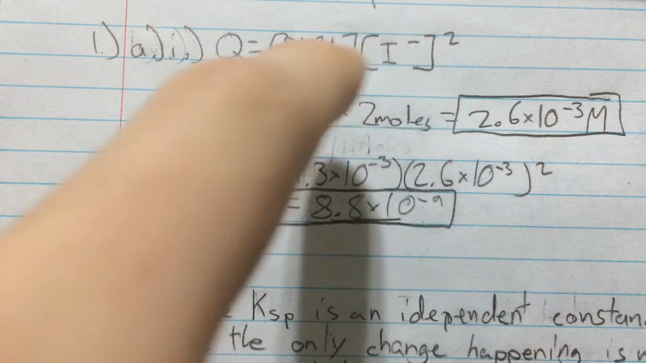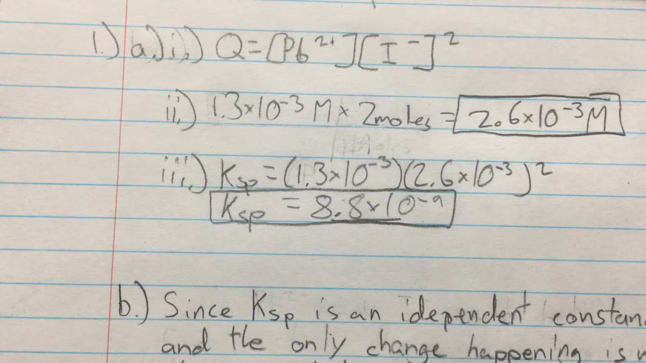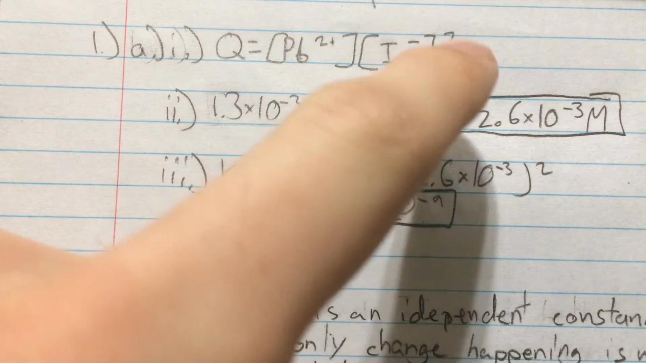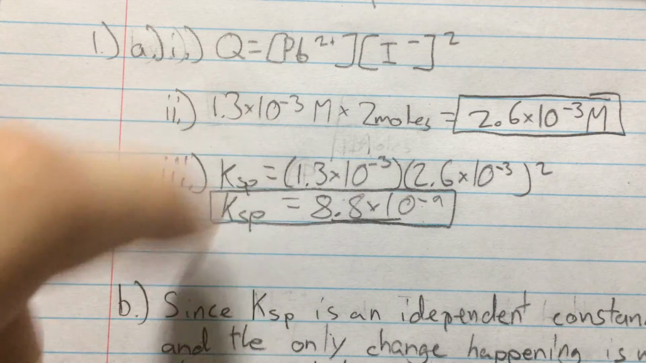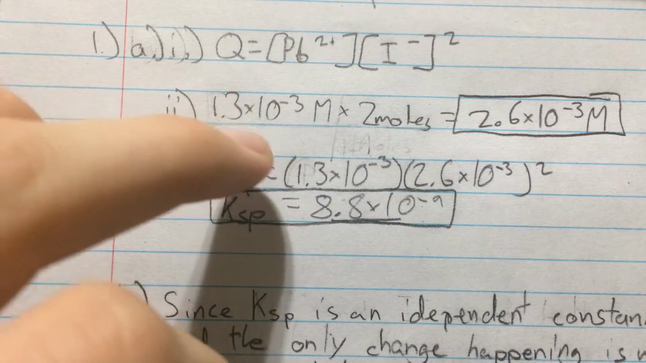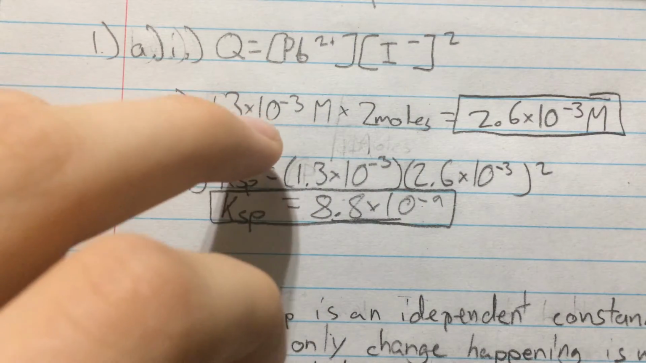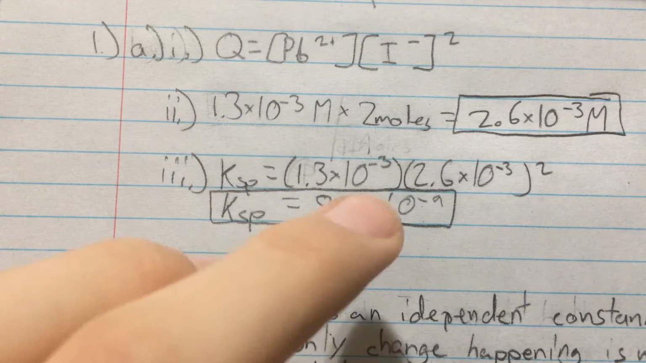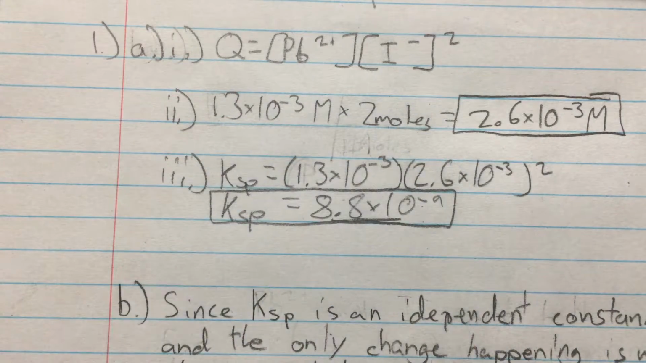As you can see, it's right here. And we have a 2 over the I, since there would be 2 I- ions. Part 2 asks us to calculate the molar concentration of I- in the solution. So since there's 2 I-, we would multiply the Pb2+ concentration times 2, so 1.3 times 10 to the negative third molarity times 2 would equal 2.6 times 10 to the negative third.